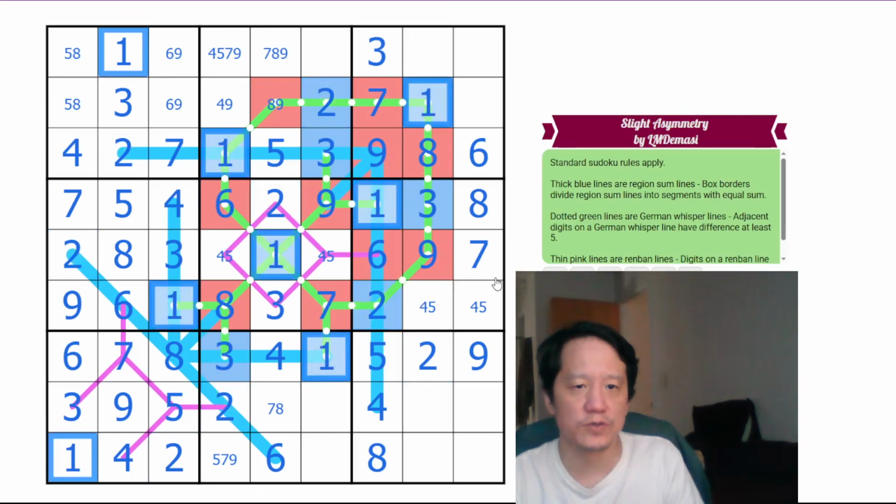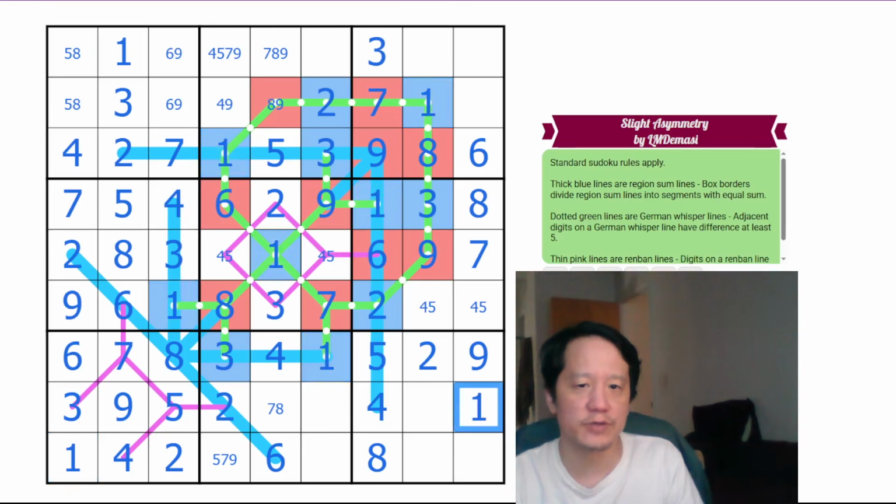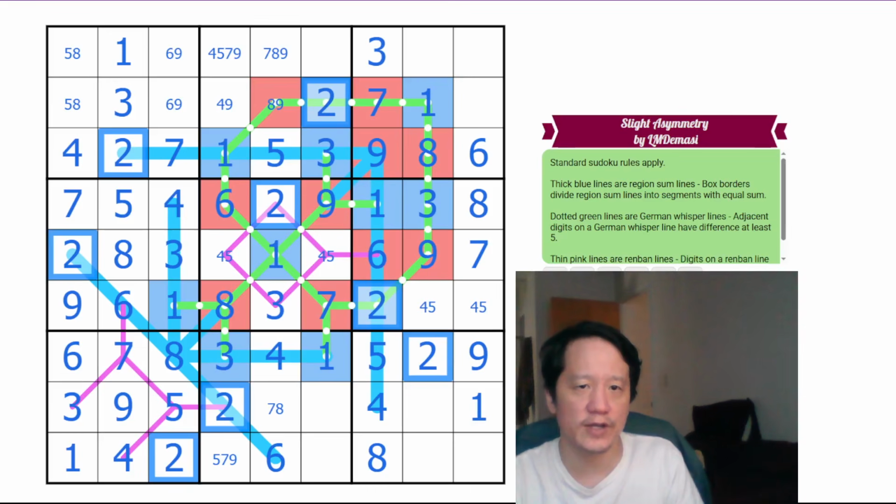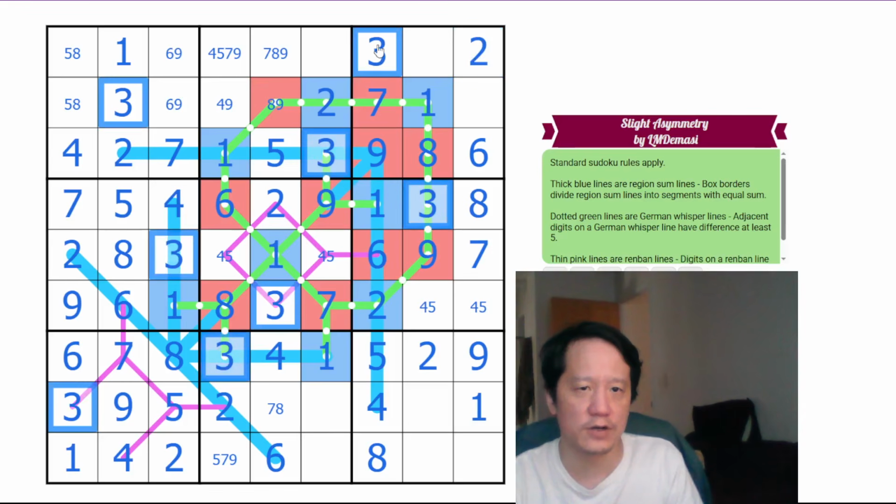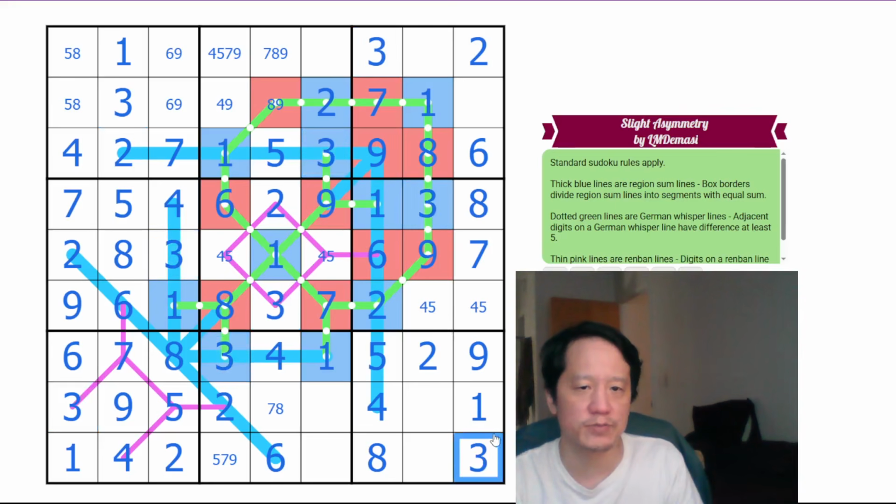Actually, let's do it this way. We have 8 ones left. Where's the remaining one in the grid? It has to be here. 2s. We have 8 2s. Where's the remaining 2 in the grid? It has to be there. 3. We have 8 3s. Where's the remaining 3? It must be there.